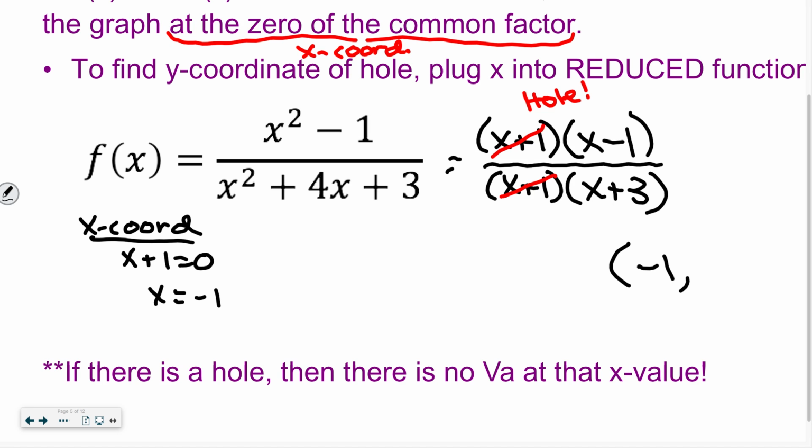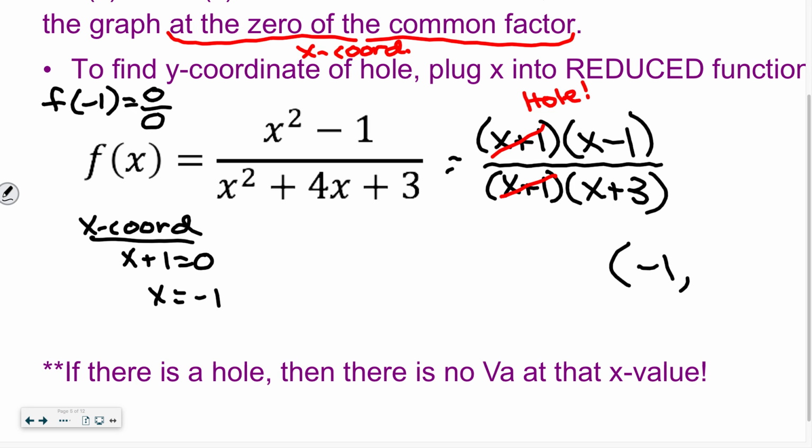And then to find the y coordinate of the hole, you have to plug the x into the reduced function. Note that if you were to plug it into the original function, we could look at the factored form over here. If I plug -1 into the first factor in the numerator, -1 plus 1 would be 0. If I plug that into the first factor in the denominator, -1 plus 1 would be 0. So essentially my numerator and my denominator would be 0. So if I plug it into the original, I would get something like f of -1 equals 0 over 0.